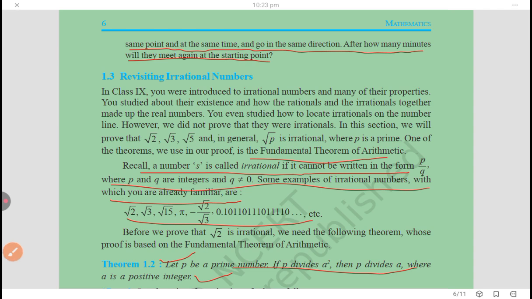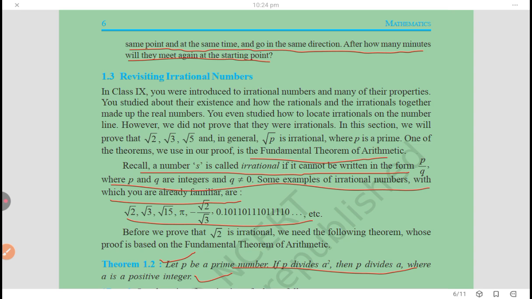Revisiting irrational numbers. In class 9, you were introduced to irrational numbers and many of their properties, and studied their existence and how rational and irrational numbers together make the real numbers. You even studied how to locate irrationals on the number line. However, you did not prove they were irrational. So in this section, we will prove that root 2, root 5, root 3, in general root p, is irrational, where p is a prime number.